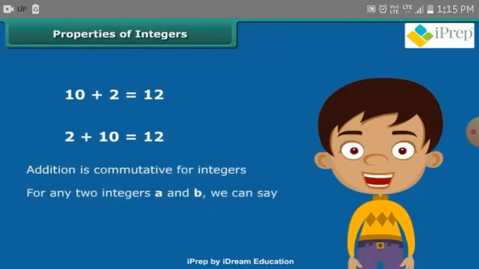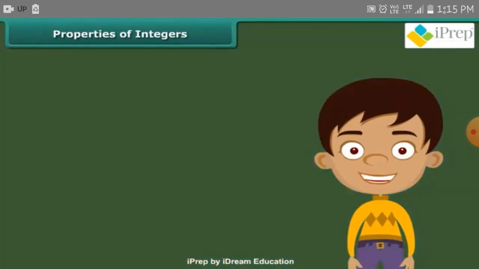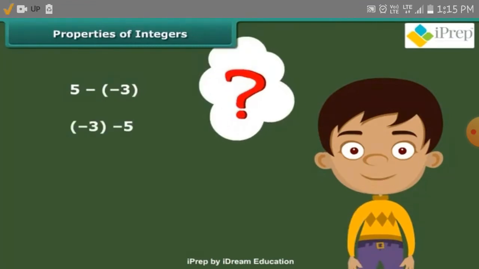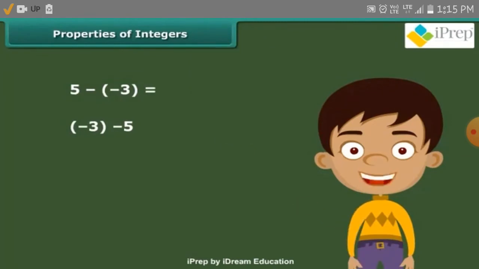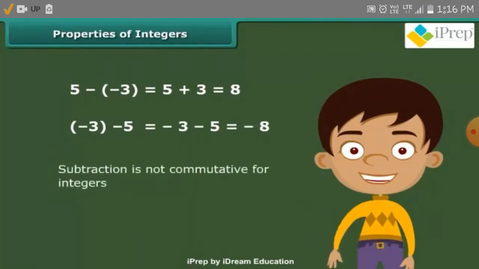In general, for any two integers a and b, we can say a + b = b + a. Students, is 5 - (-3) the same as -3 - 5? No, because 5 - (-3) is equal to 5 + 3, which equals 8. And -3 - 5 equals -8. Hence, we can say that subtraction is not commutative for integers.